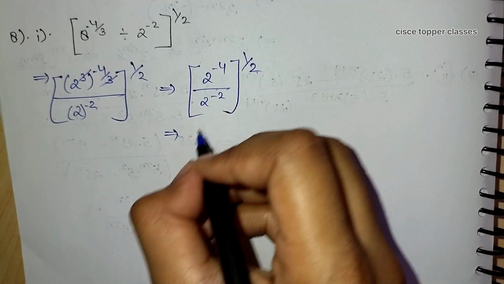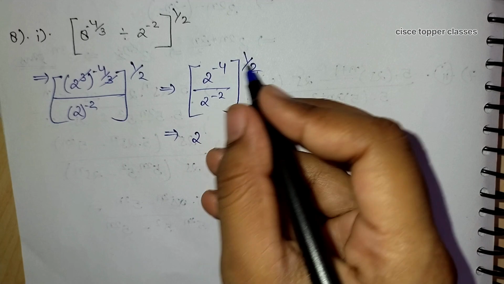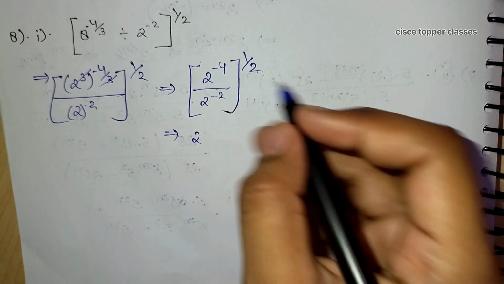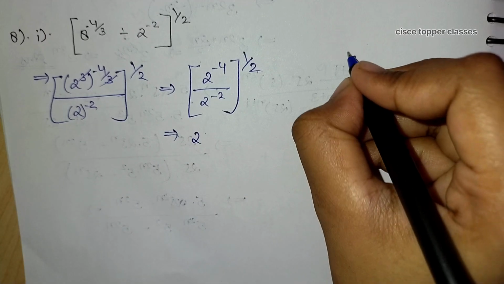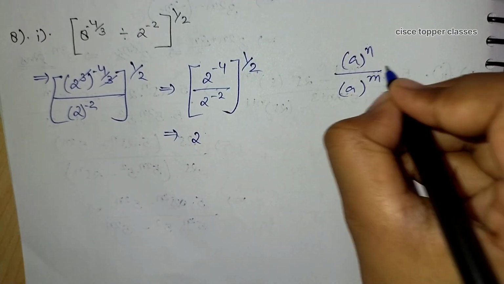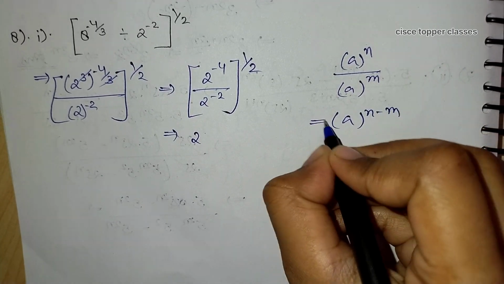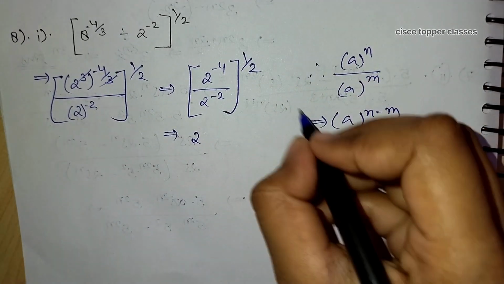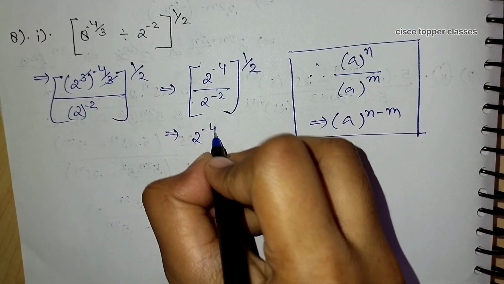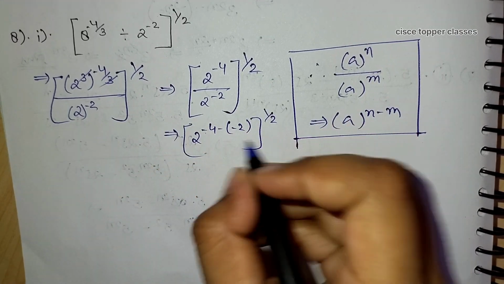So now we can firstly take base as common, and when we take base as common on divide, we can use it as minus. If it is written a to the power n and a to the power m, so we can simply write it as a to the power n minus m. So this is only the formula which we are going to use here in this question. So minus 4 minus minus 2, and here under root 1 by 2.